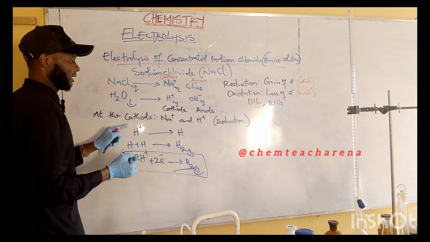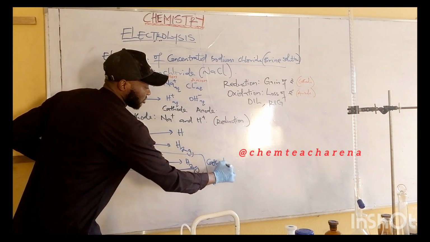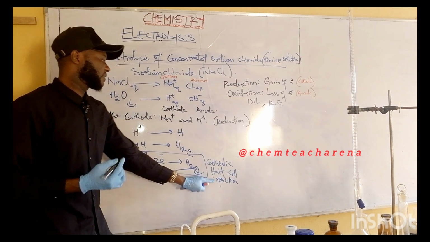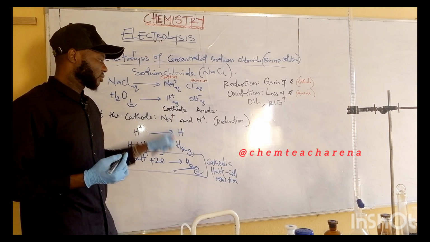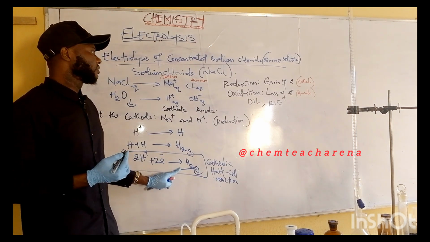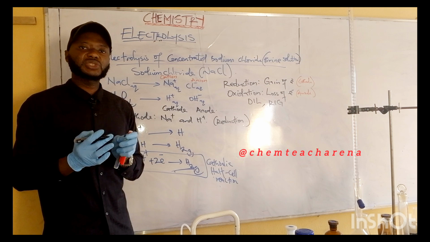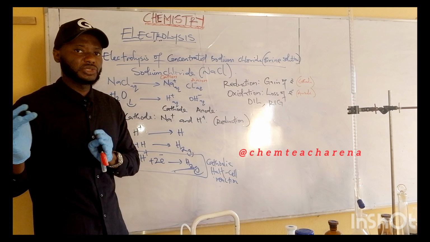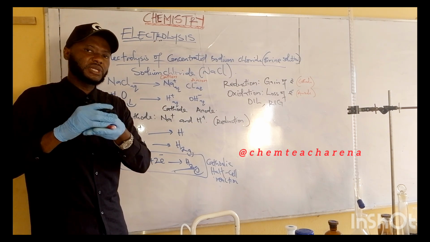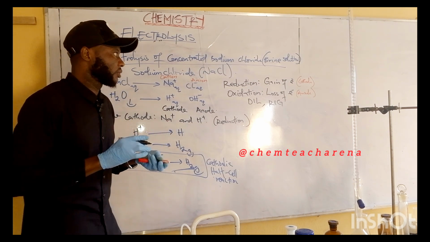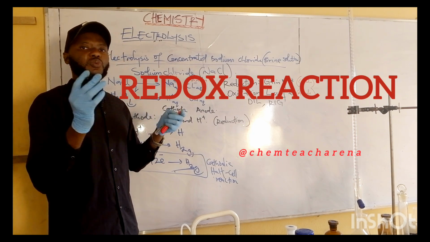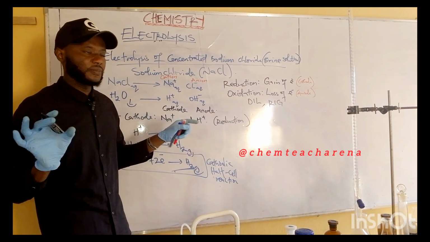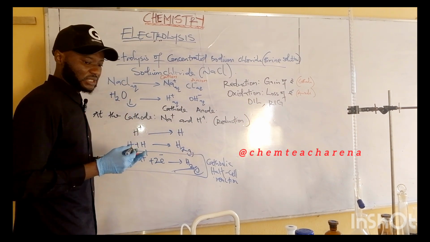This is my cathodic half cell reaction, and the cathodic half cell reaction occurs at the cathode. Then for the anode, I'm going to get the anodic half cell equation. Then you combine the two half cell equations together to get the overall redox equation. The word redox is two words: red, that is reduction, and ox, which is oxidation.